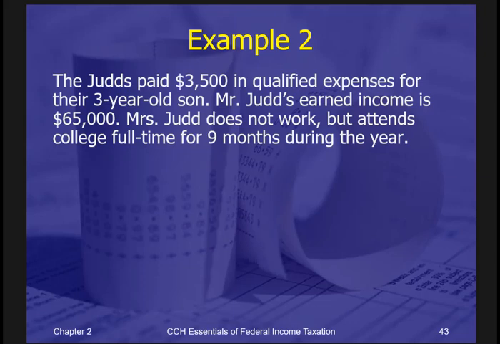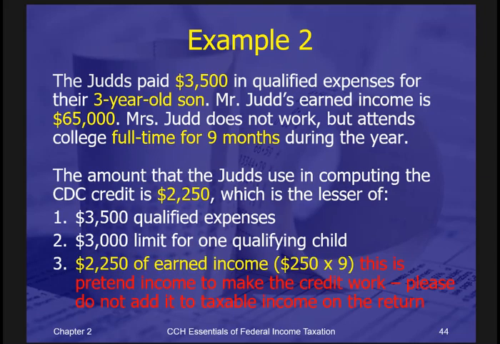This is only one child that needs to be watched. Mr. Judd has an income, but Mr. Judd is going to school for 9 months of the year, so that's 9 months times 250 because there's only one. And this is a pretend income. Do not put it in as income on the return somewhere. All right, it is not actual taxable income. So that is the lower of the three, so that's what you would use to calculate your credit.